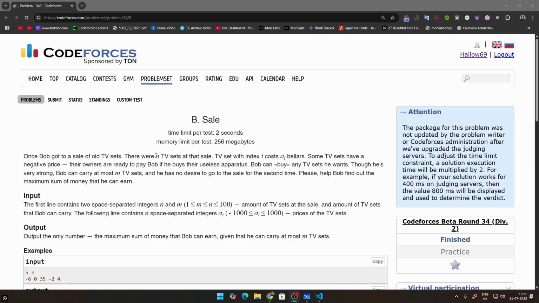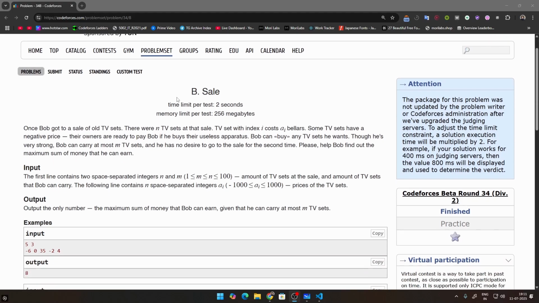In Python, in today's episode, we're going to be solving problem 34b. We're doing the A to OJ ladder, by the way. We're doing the problem Sale, a very simple problem. Let's go and see how we can solve this.